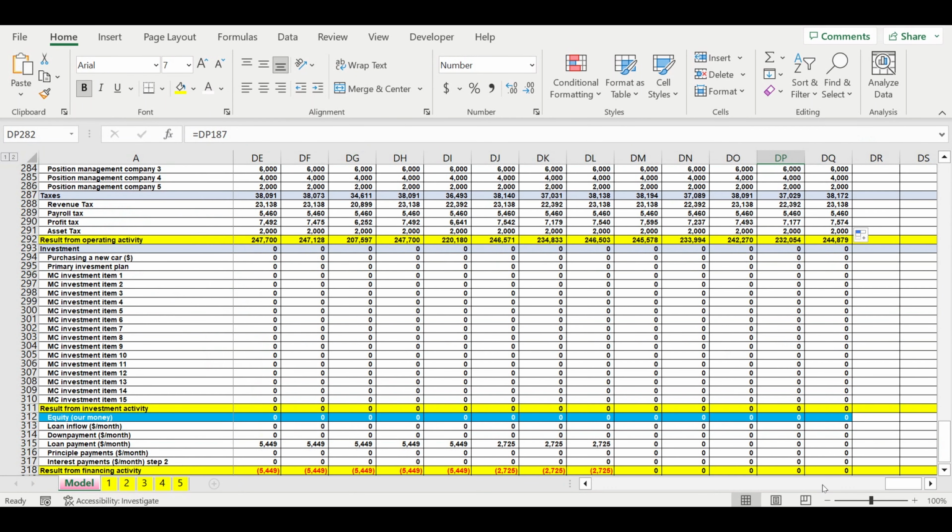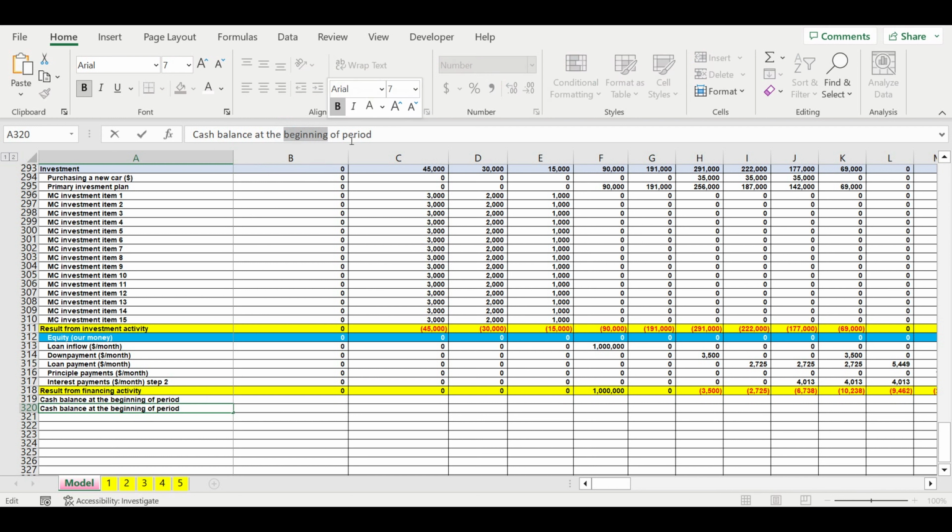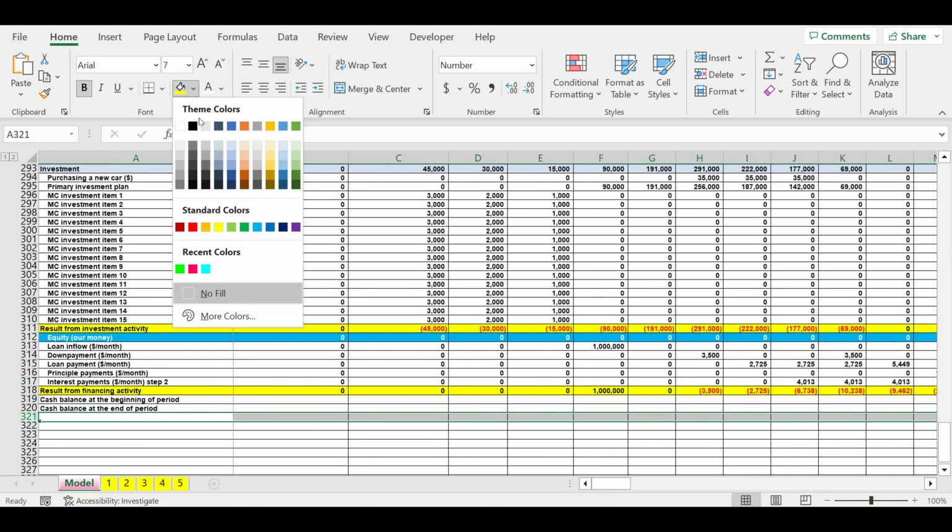Okay, so now let's add cash balance at the beginning of period and cash balance at the end of the period. This will be the end of the cash flow statement.